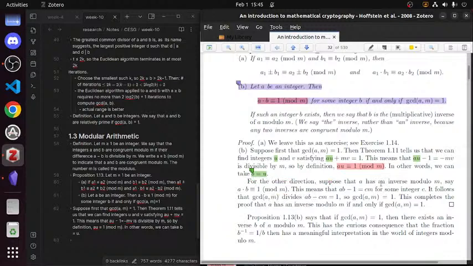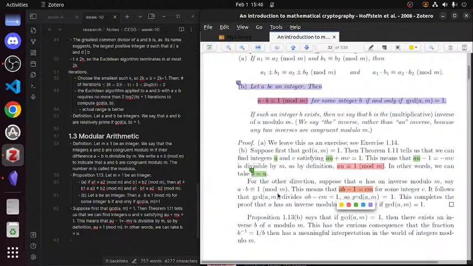For the other direction, suppose that A has an inverse modulo M. Say A times B is congruent to 1 mod M. That means that AB, so A times B, move 1 to the other side, minus 1 equals M times C for some integer C. This follows that the GCD of A and M, let me make sure I can follow, the GCD of A and M divides AB minus MC equals 1.